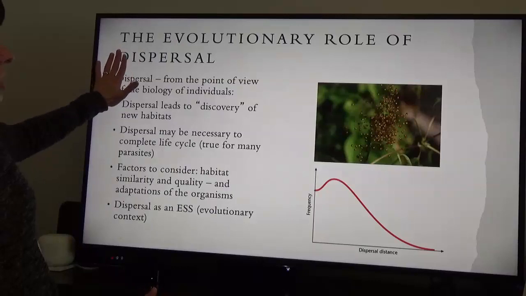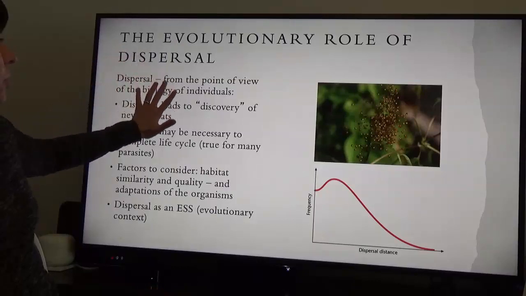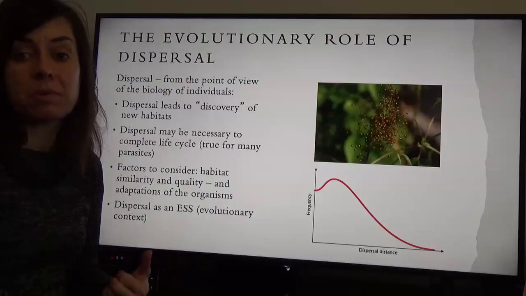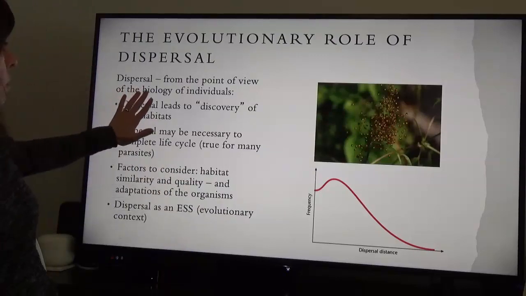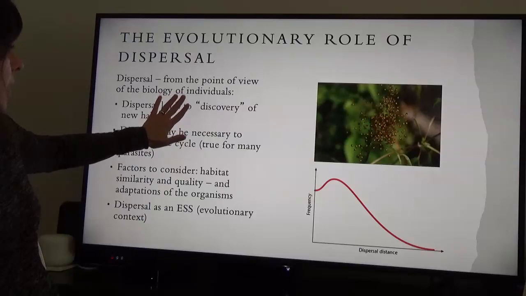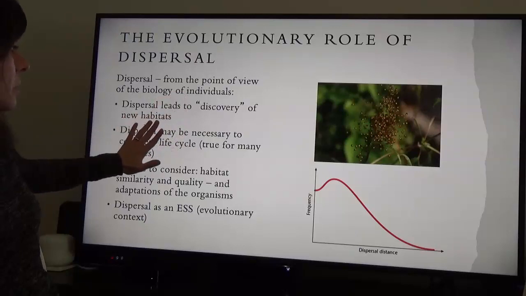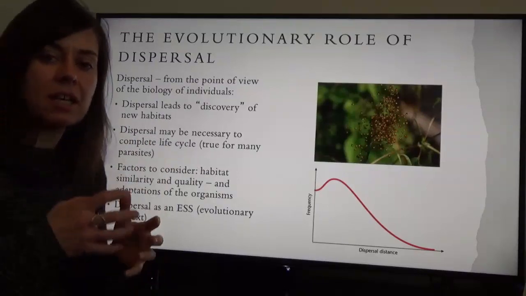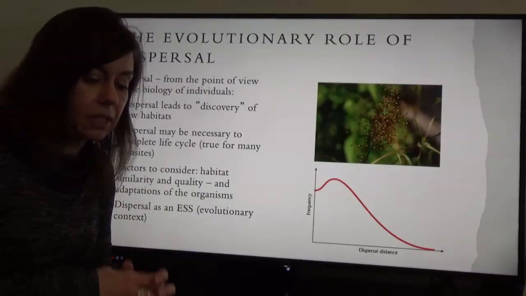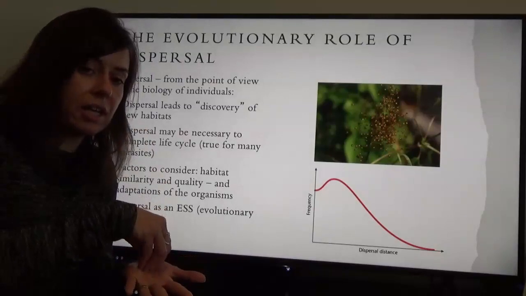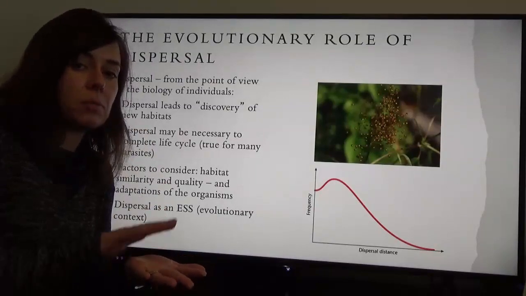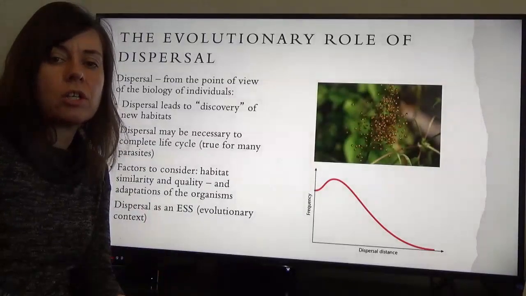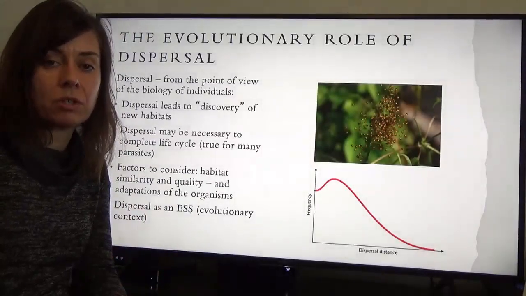Okay, and I just want to touch very briefly on the evolutionary role of dispersal. This is really important. Dispersal is important for organisms for a number of reasons. When we're thinking about individuals, what does dispersal do? Well, it leads to the discovery of new habitats. If you are an individual living in location A, your offspring are dispersing away from you, and maybe they find a new habitat that is better than what you're in.